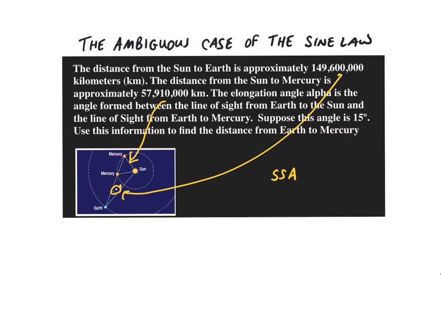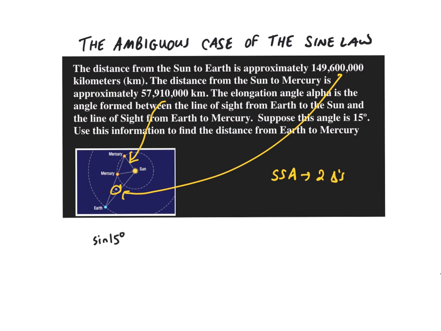And you can see from the diagram that it's a side-side-angle setup that's going to lead to two triangles. So we just need to use the law of sines to solve for two different solutions. And the solutions we're looking for here is the other side of the triangle formed, which is the distance from the Earth to Mercury.